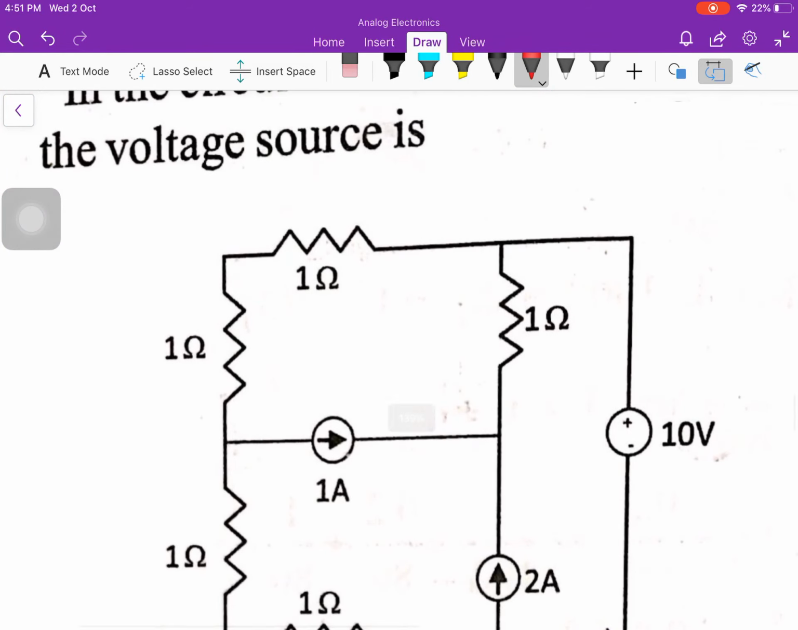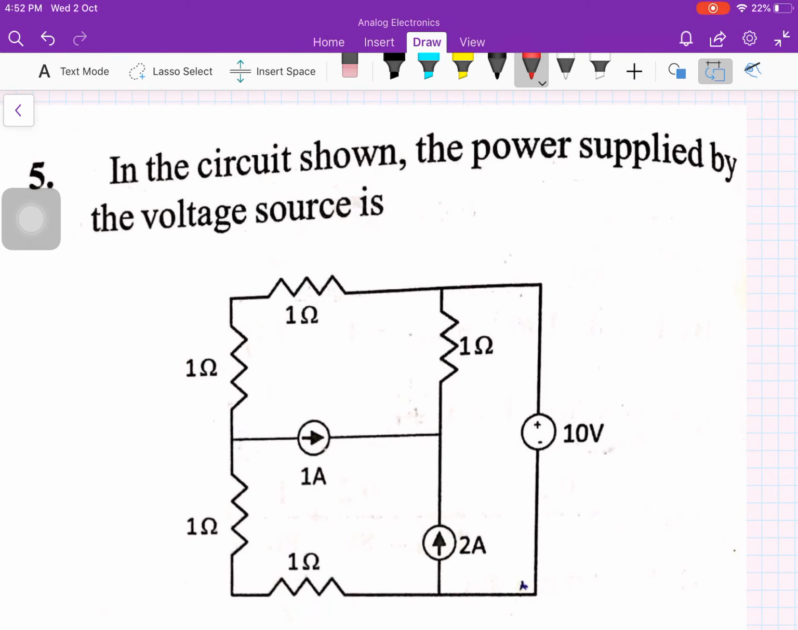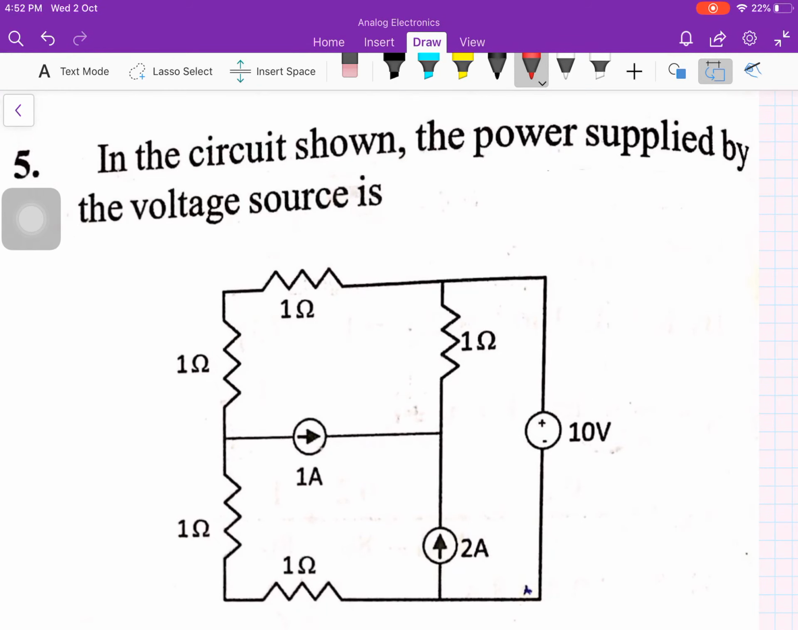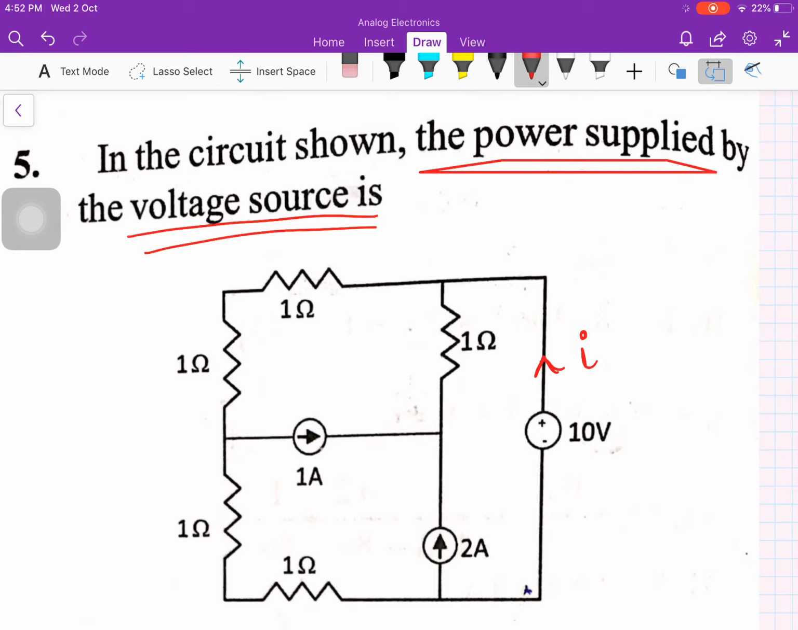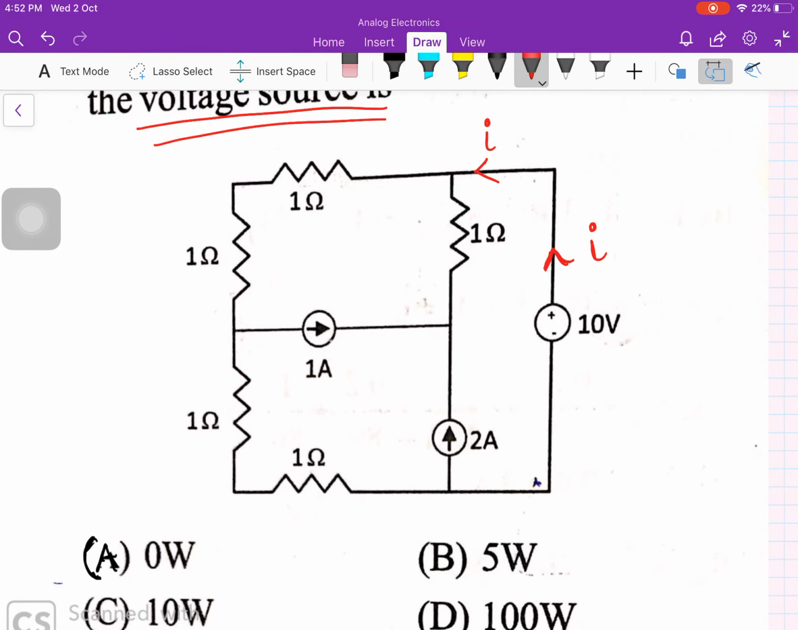Okay, in the circuit shown, the power supplied by the voltage source. Whenever the power is supplied by the voltage source, the current flowing will be in this direction, because it is supplied by this voltage source, so the current will flow like this. Now this current will come here. Okay, here I can see two current sources, 1 amp and 2 amps, so they'll combine and give me 3 amperes, so 3 amps will come here.